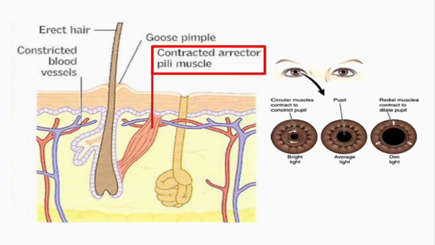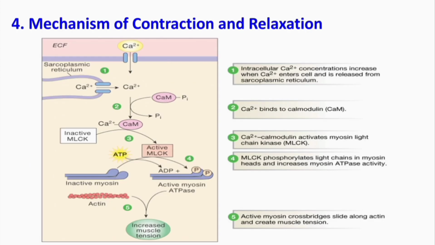Multi-unit smooth muscle is also present in our eyes, in the pupil, and it causes constriction or dilatation of the pupil. Now let us discuss the mechanism of contraction and relaxation of the smooth muscle, which is very important. First of all, we will discuss its contraction.